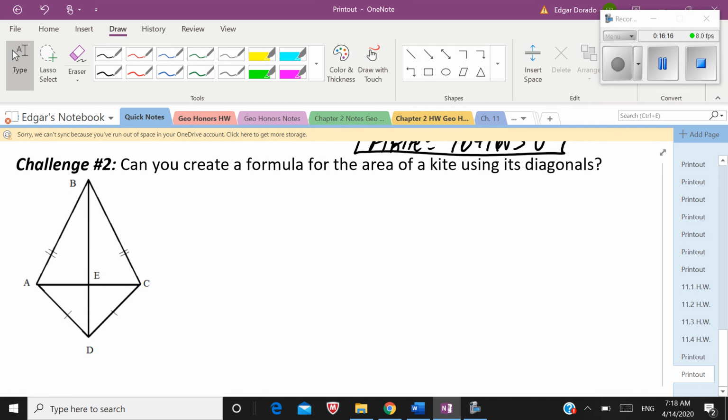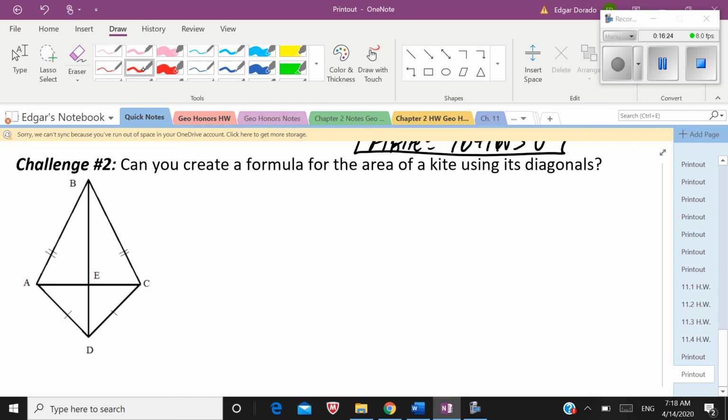Okay, so here's what I want you guys to do. Very similar to what we did a second ago. I want you to concentrate on that kite and think of it almost like two separate triangles. Let's think of it as this triangle here and this triangle here.